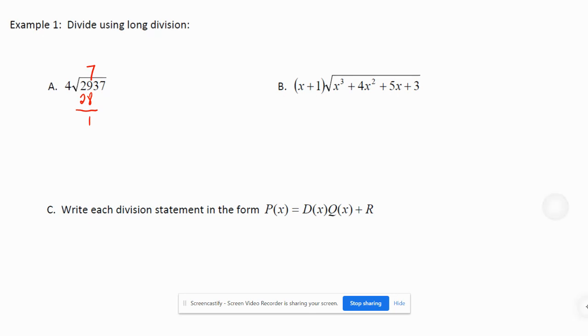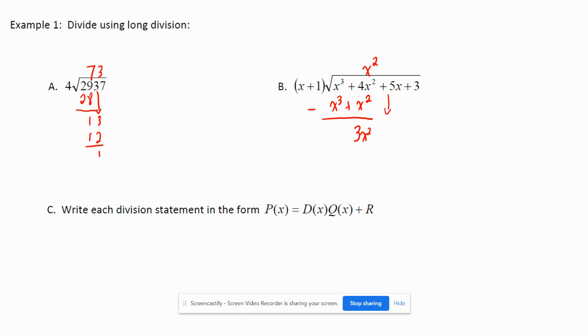So similarly, when I'm doing this guy, if we have x cubed divided by x, well, what's x cubed divided by x? The answer is x squared. Now we're going to multiply that to this term over here. So x squared times x plus 1 is x cubed plus x squared, and we're going to subtract. Those guys cancel out. 4x squared minus x squared is 3x squared. Okay. Next step, we bring down the 3, and then 13 divided by 4 is 3. 3 times 4 is 12, with a remainder of 1.